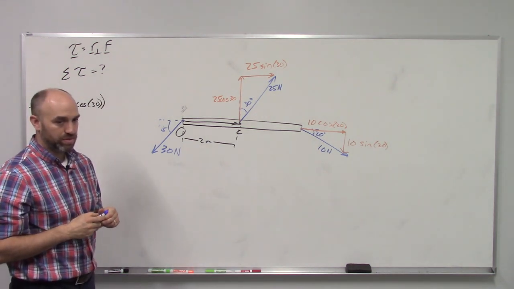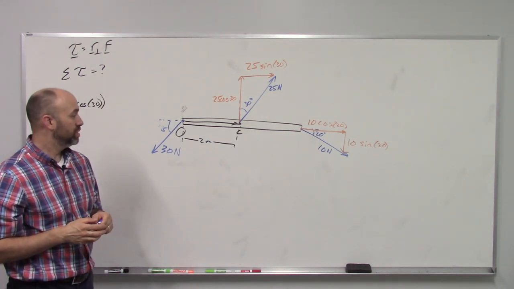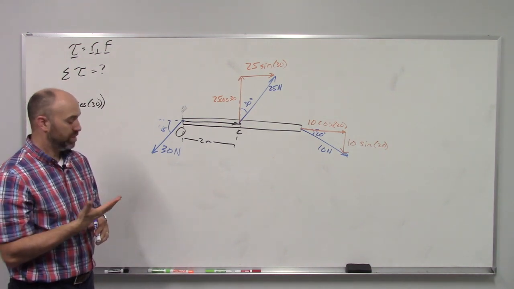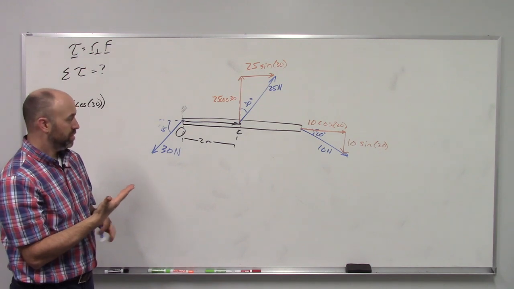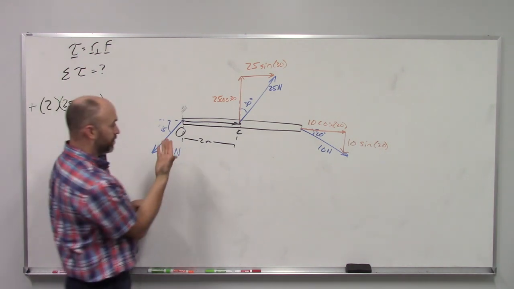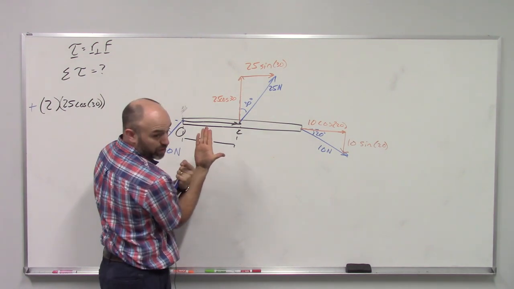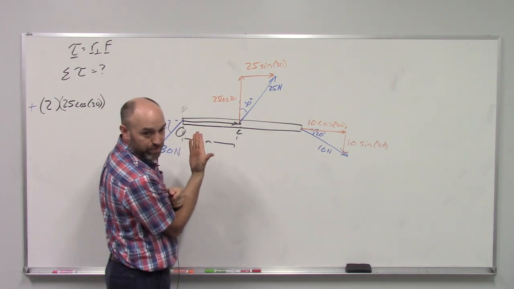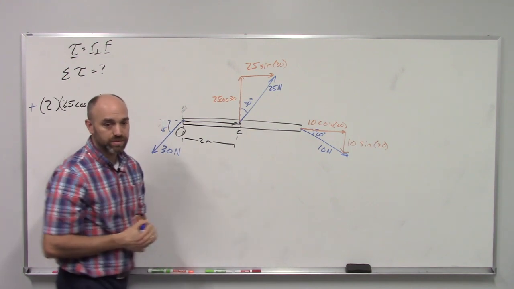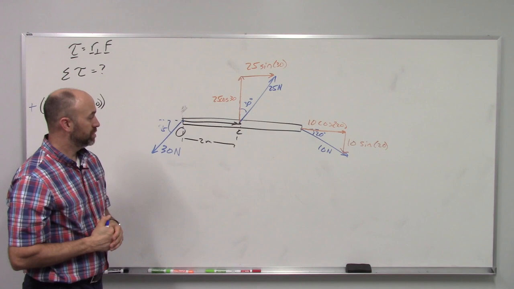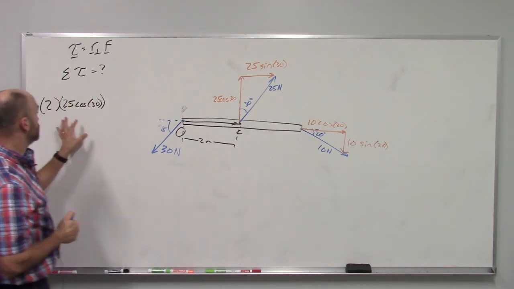Could you also use the first method with that, by putting your thumb along the 2 meters and then your fingers in the air towards the force, and then your palm is out, coming out of the board? Yeah, that works too. R is your thumb, fingers are your force, torque comes out of the board, so it's positive. That's correct. Okay, so that's our first torque.